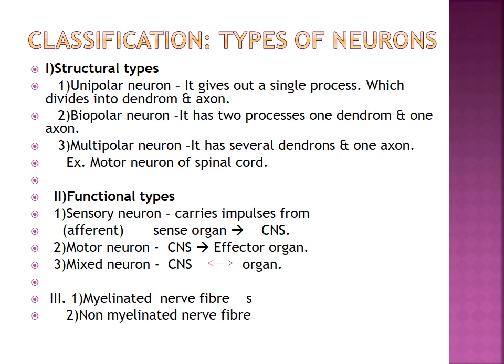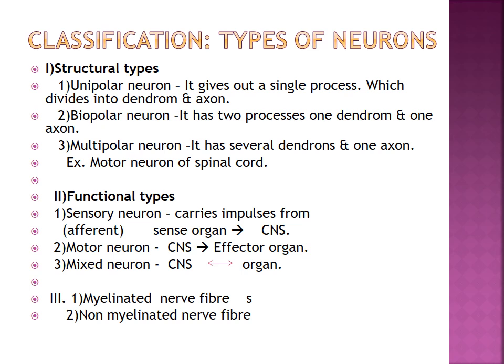According to the structure, they are divided into three types: unipolar, bipolar, and multipolar. Unipolar gives a single fiber, a single process, which divides into dendron and axon. The bipolar neuron has two processes, one dendron and one axon. The multipolar neuron has several dendrons and one axon, and it is seen in the motor neuron of the spinal cord.